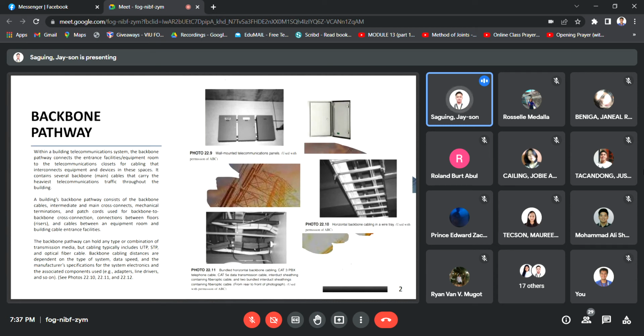As you can see in photo 22.9, that is an example of wall-mounted telecommunications panels, a cabinet or box. A building's backbone pathway consists of the backbone cables, intermediate and main cross connects, mechanical terminations, and patch cords used for backbone-to-backbone cross connection, connections between floors or risers, and cables between an equipment room and building cable entrance facilities.